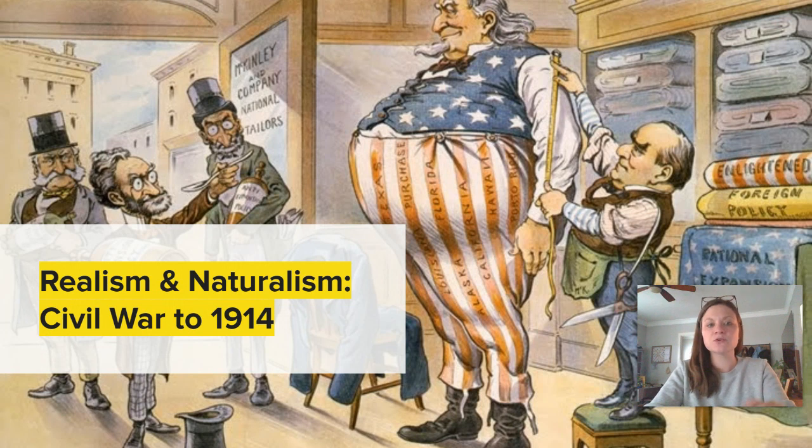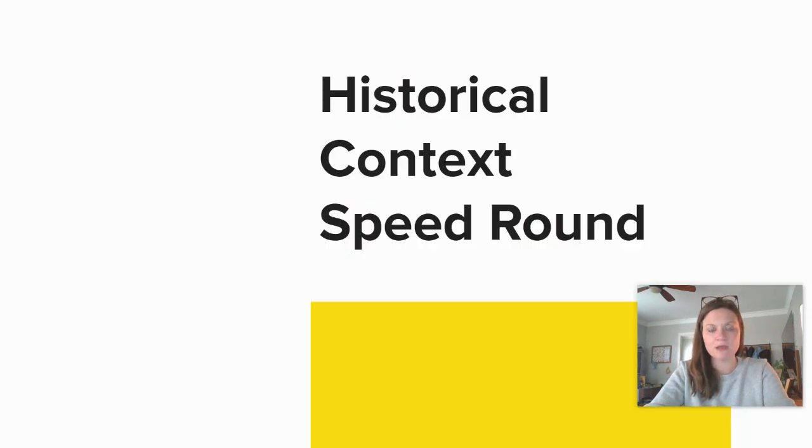All right, so realism and naturalism is Civil War to 1914. Quick history pop quiz. What begins in 1914? World War I, which brings us to our next period of literature. So, historical context speed round. You can come back and look at these slides a little bit more if you'd like, but I'm going to fly through them just to give you an idea of what was going on.